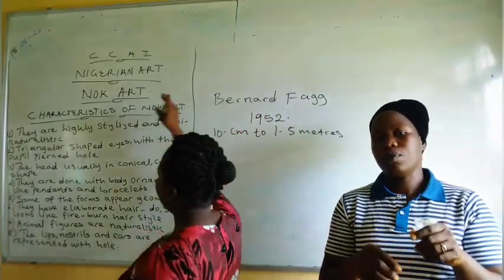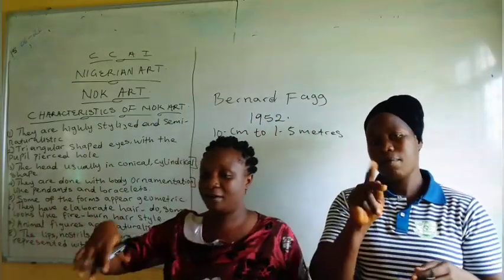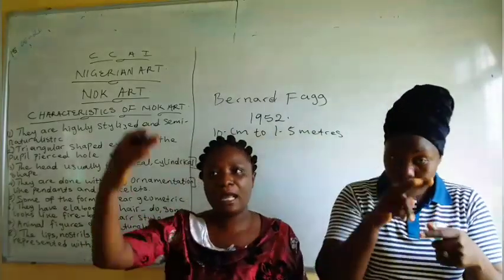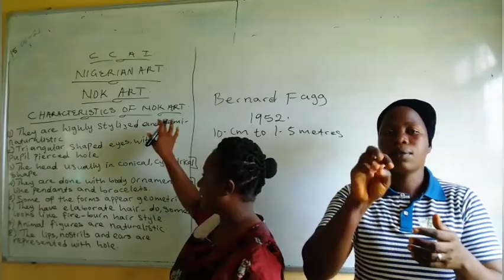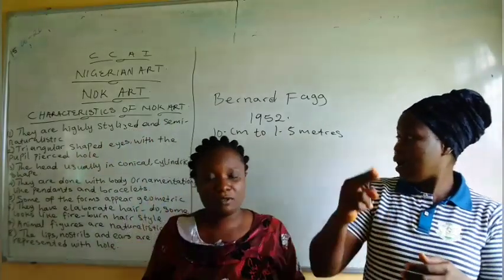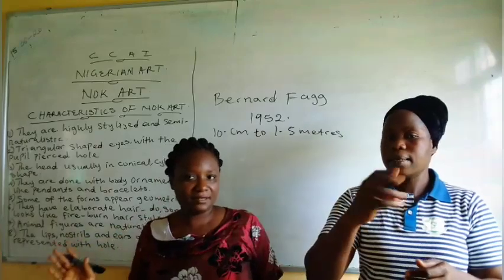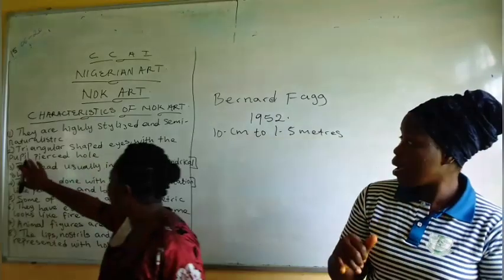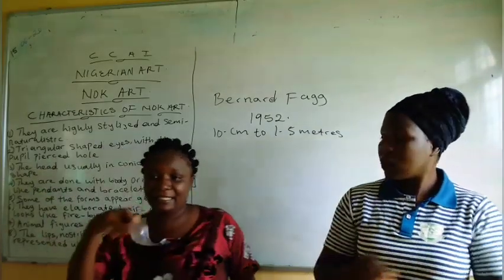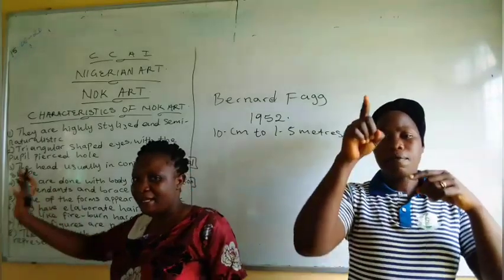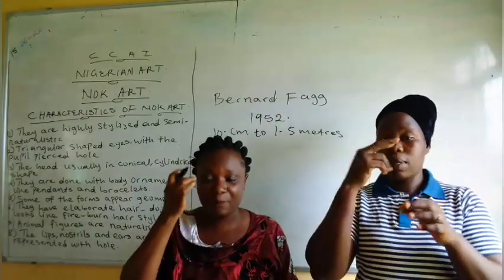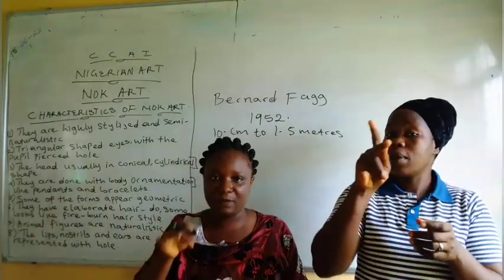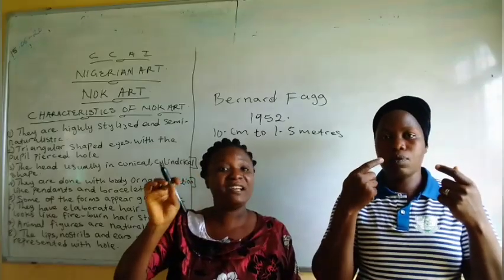Now let's go to the characteristics of Knock art. When we say characteristics, it means features, what we can see there that will make you recognize that this is Knock art. One, they are highly stylized and semi-naturalistic. That is, the figures, they don't look real. Two, triangular shaped eyes with the pupils pierced. That is the shape of the eye. If you look at your own eye, the shape is oval, but the eye of that sculptural piece is in triangular shape, and the pupils of the eye are represented with holes.